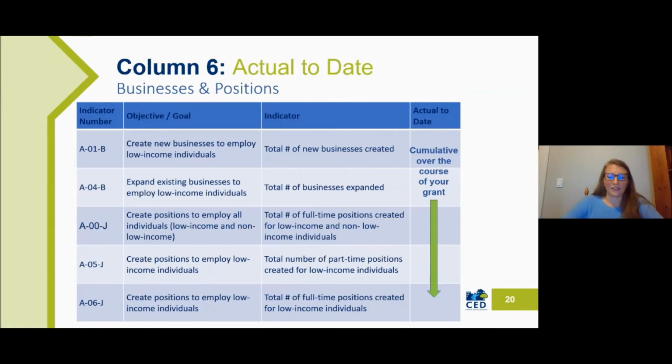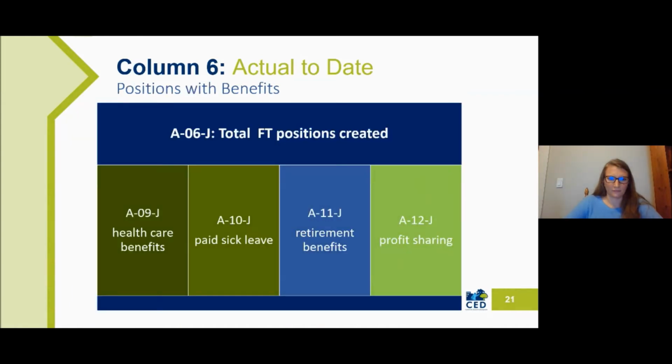But another thing to keep in mind is that A00J is the only indicator that asks for information on non-low income jobs. For the rest of the indicators in the PPR, they are specific to tracking low income individuals. So once you report on the basic information about businesses and jobs, you'll be asked about certain characteristics about those jobs. And again, they're only asking for information about low income jobs reported in A06J, not any additional jobs reported in A00J for non-low income individuals.